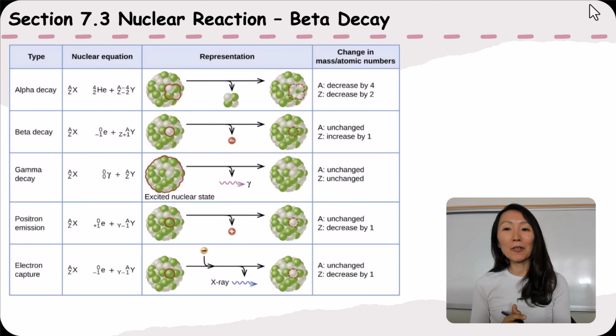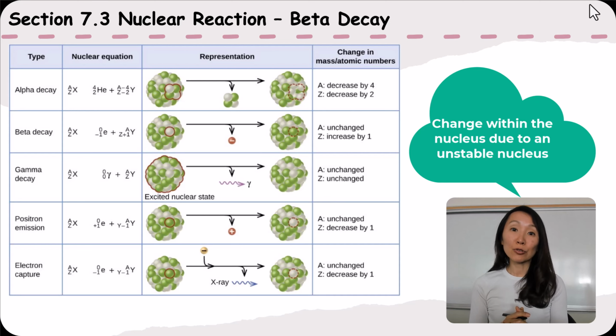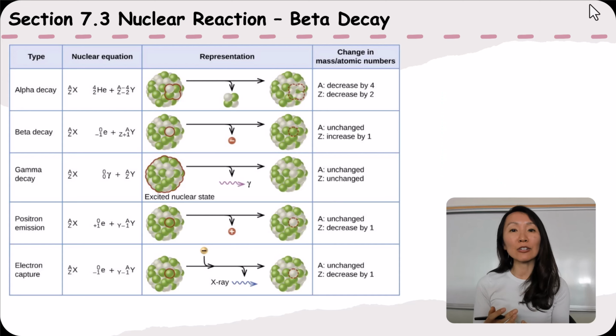In this video, we'll go over nuclear reaction focusing on beta decay. Nuclear reaction refers to the change of the nucleus because you have a very unstable atom. And that unstable atom is unstable because the nucleus is unstable. So they'll go through some series of reactions in order to relieve the nucleus.